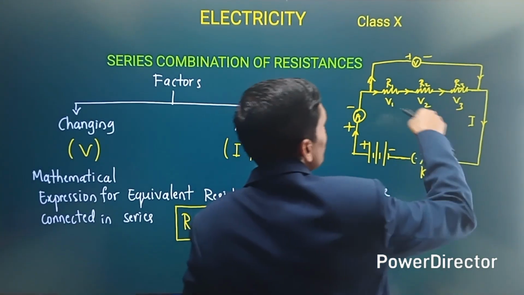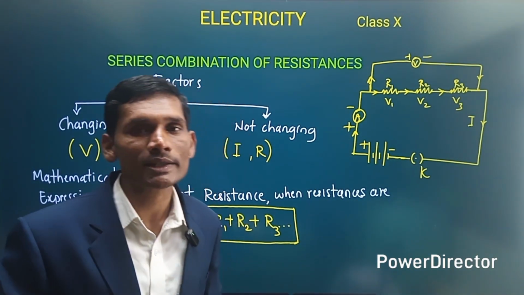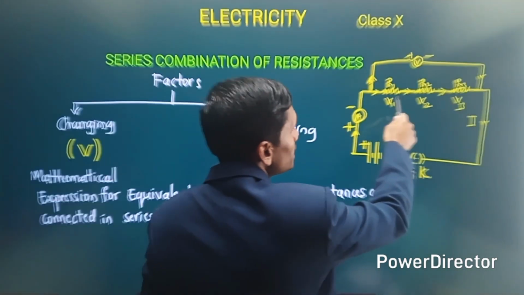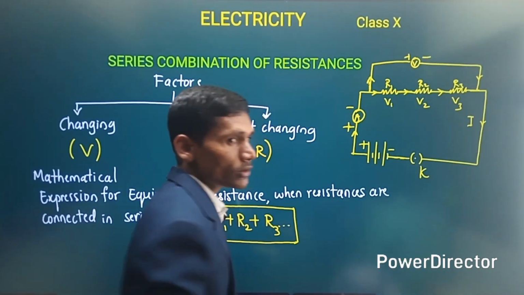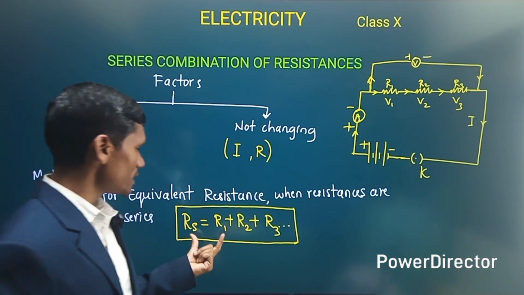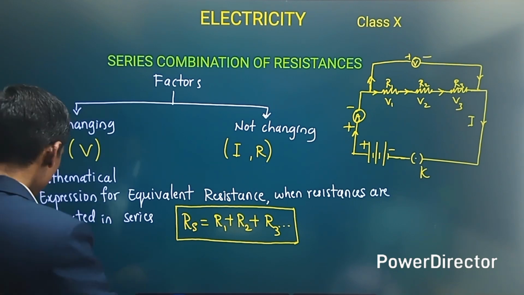When you can replace all the resistors by one resistor, that is called the equivalent resistor or resistance. How can it be calculated? The sum of all these resistors will be equal to that equivalent resistance. That is what we have derived in this formula: Rs equals R1 plus R2 plus R3. Rs stands for resistors in series.